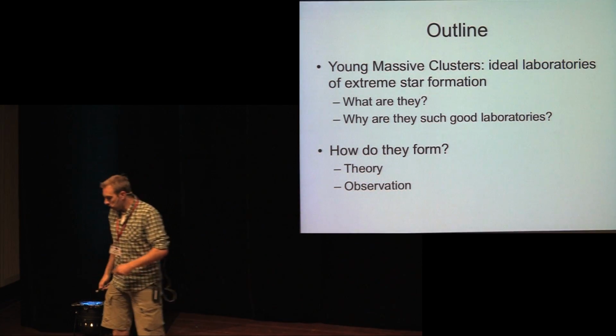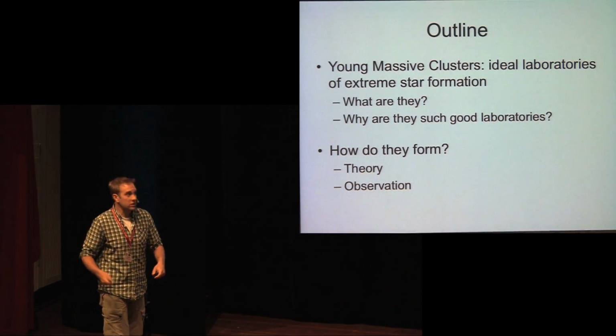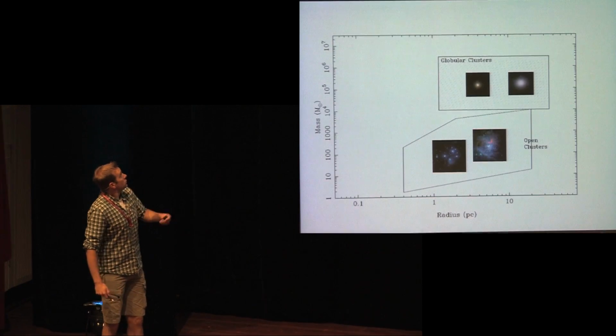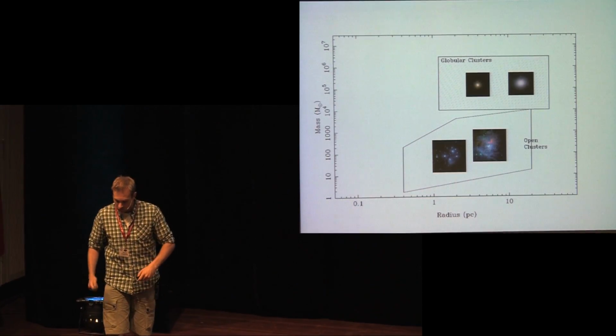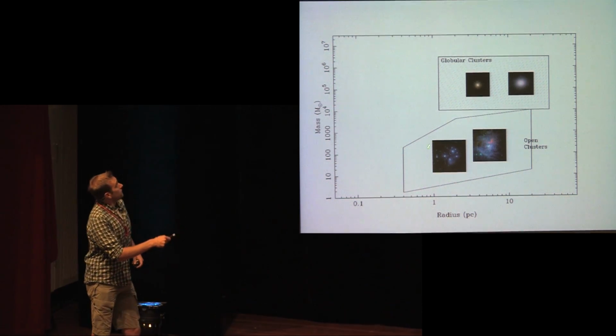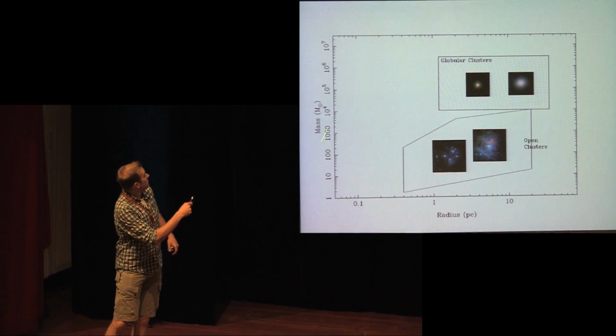Okay, so here's the outline for my talk. I will start with a bit about what YMCs are and why they are so important, before talking about the theory and observations. So what are they? Well, if you were to ask someone what a cluster is, you go back to your undergraduate days, if you can remember that far back, and there are 2 types of clusters. There are open clusters and globular clusters. This is a radius-mass plane.